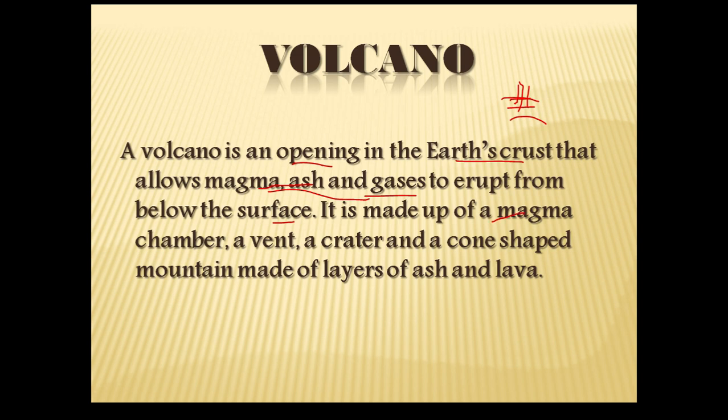There are parts like the magma chamber, a vent, a crater and also a cone shaped mountain which covers most of the area, and it is made up of layers of ash and lava. We know that whenever a volcanic eruption happens, ash and lava get collected on the volcano's area. Now we will see the parts of volcanoes.